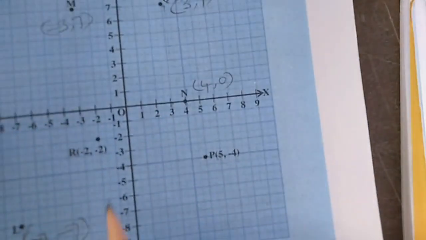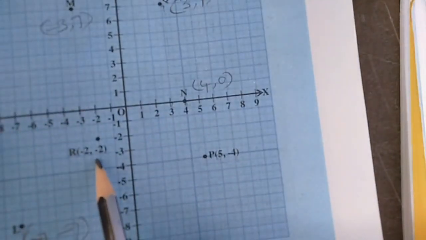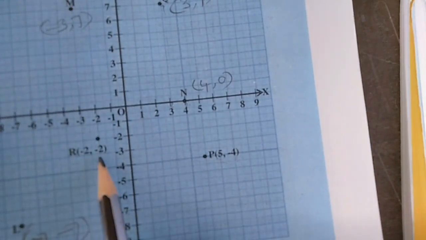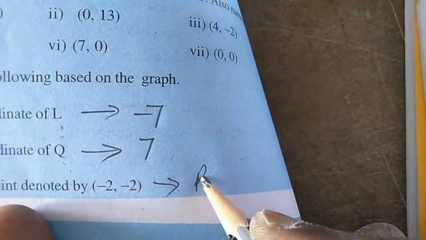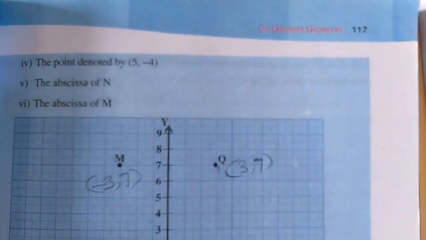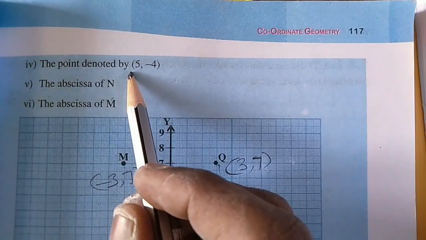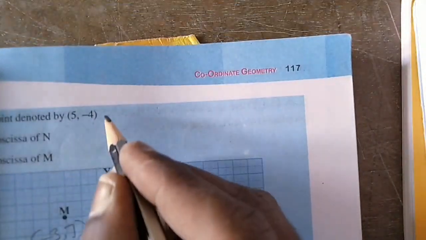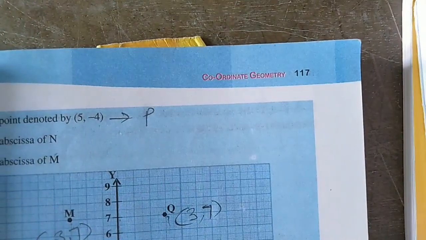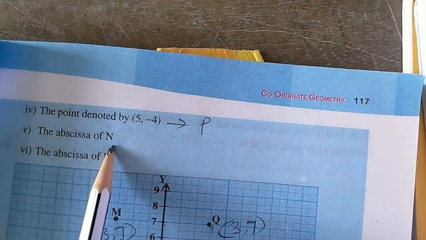Next, the point denoted by minus 2 comma minus 2 in the graph. What is that? R. The point which is denoted with minus 2 comma minus 2 is R. So we can write here R. Okay. Next, another one, question number 4. The point denoted by 5 comma minus 4 in the graph. What is that? Point P. So answer is P.